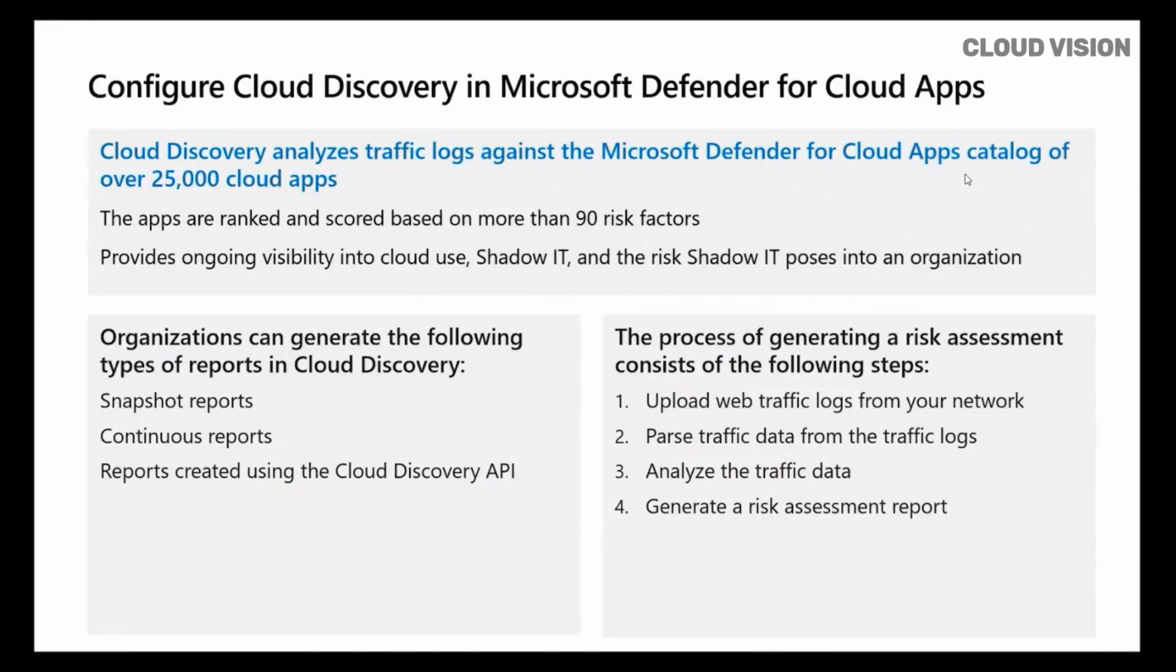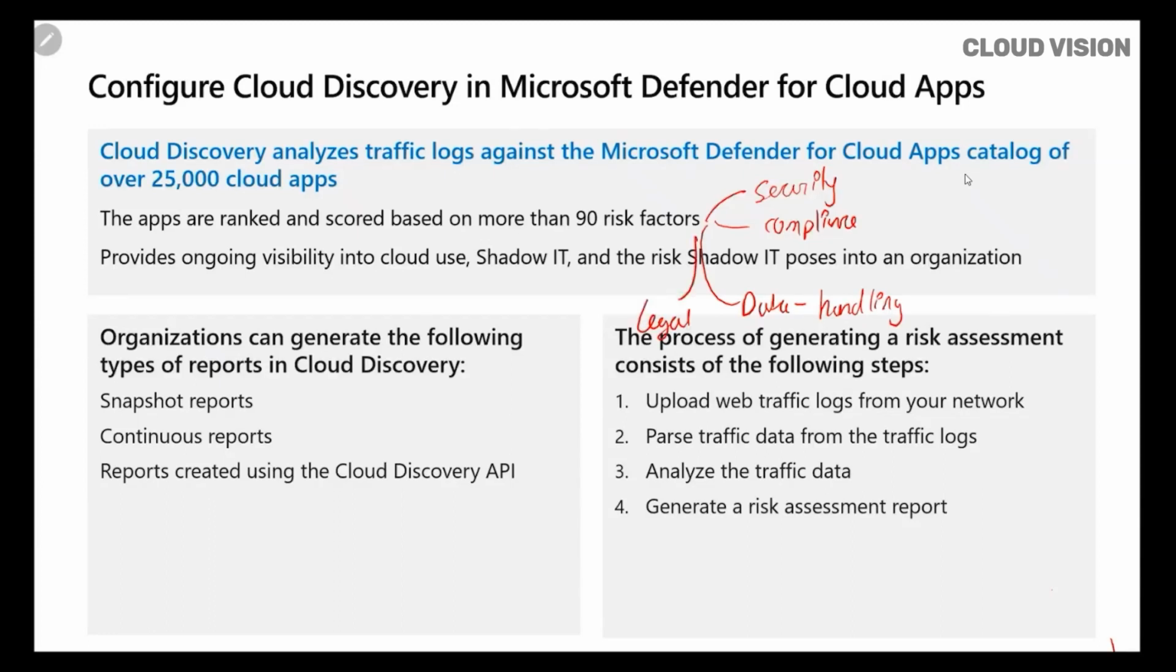Now, Cloud Discovery analyzes traffic logs against the Microsoft Defender for Cloud App catalog of over 25,000 cloud applications. And these apps are then ranked and scored based on the 90 risk factors. That means checking if the application is meeting all of the security standards, all of the compliance standards, all of the data handling capabilities, all of the legal standards, right?